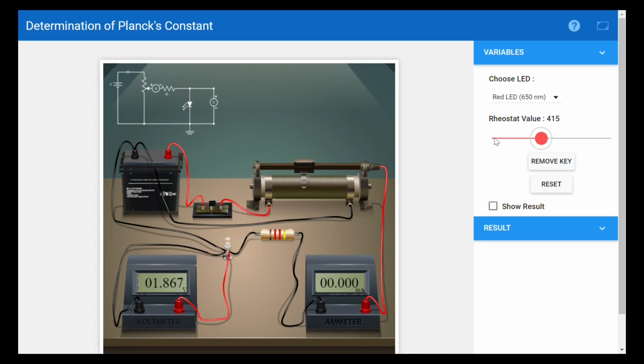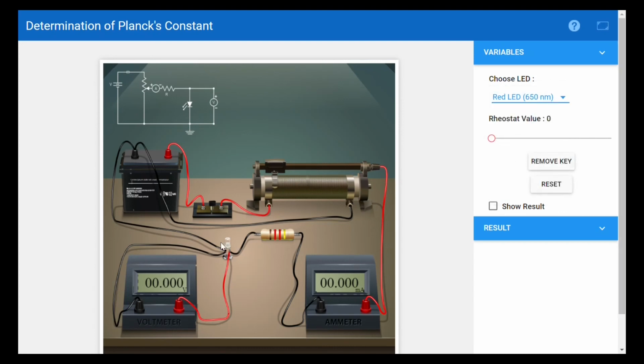As you all can see, we have applied 1.8 volts to the LED. Now you can see that at 1.908 volts, our LED started glowing, and we got the value of current on the ammeter also. That is, we have got the value of V naught, that is 1.908, and we also know the red LED's wavelength is 650 nanometers.